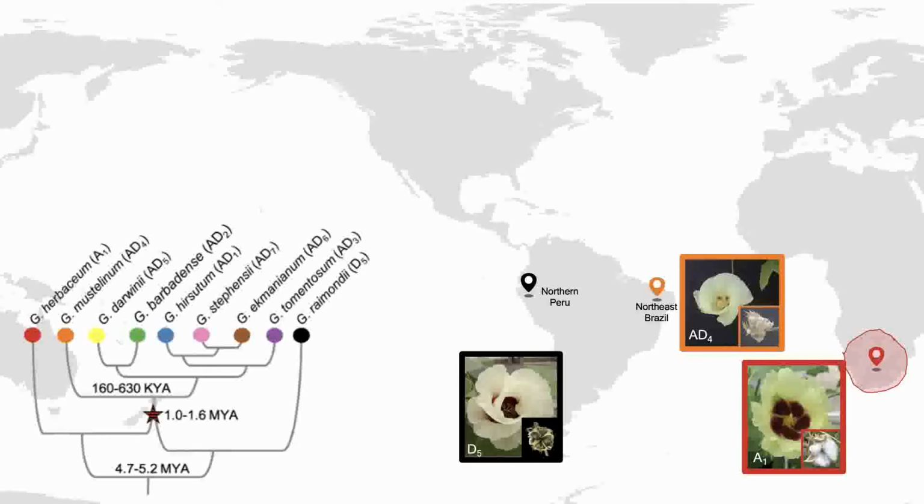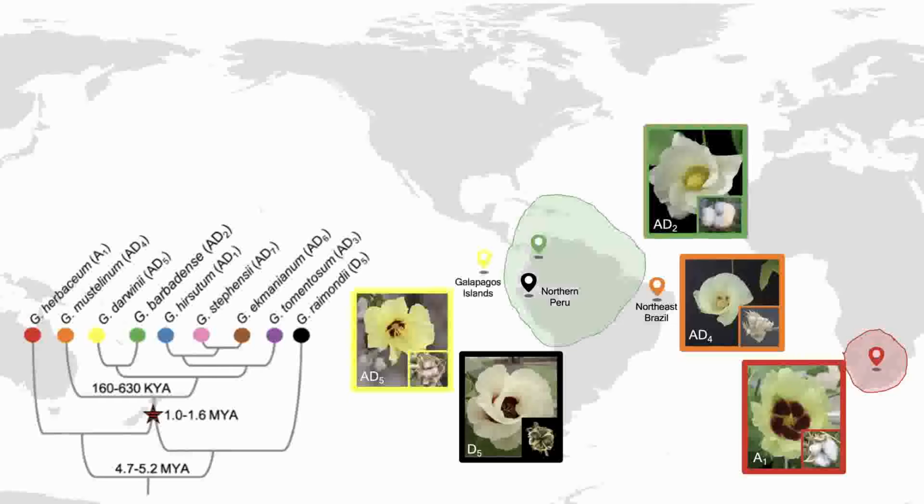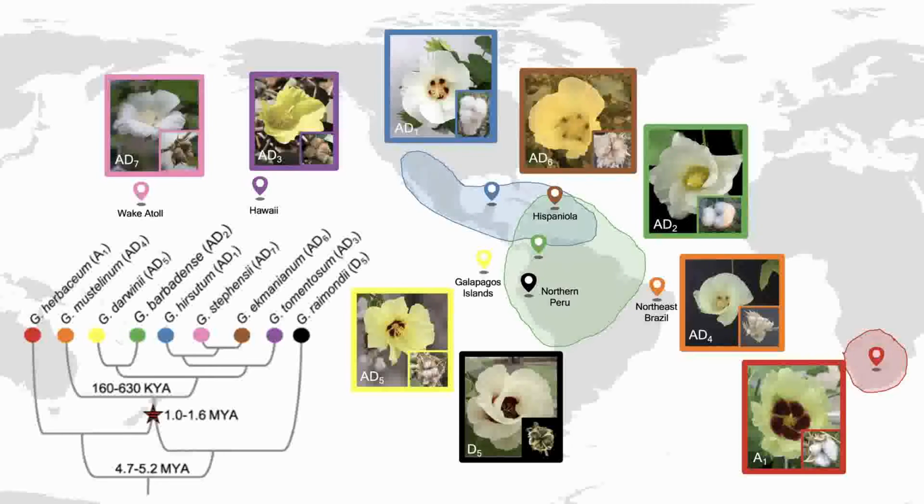Since that initial hybridization event, they've diversified into what's currently 7 recognized species, including Gossypium mustelinum, or AD4, that's found in Northeast Brazil, AD2 and AD5, that's found in the Galapagos Islands and in northern South America and Central America. And then there's another clade that includes a cotton species in Hawaii, as well as Gossypium hirsutum, which is the species that we all think of as traditionally cotton that makes all of our clothing, and 2 very closely related species, AD6 and AD7.